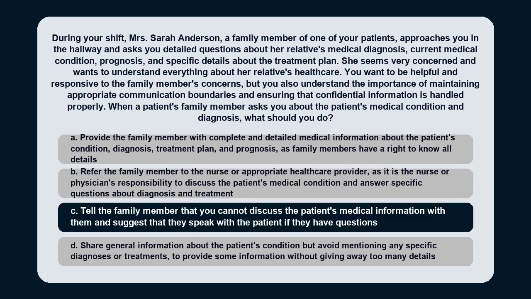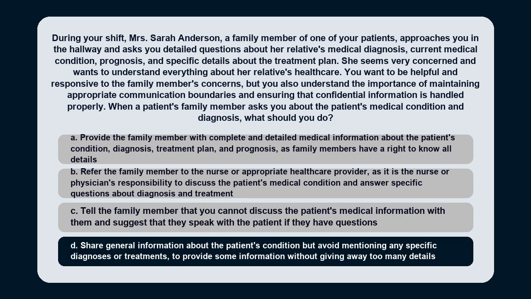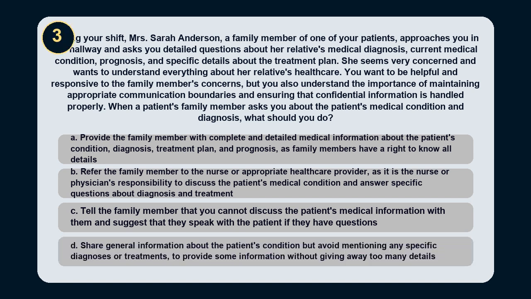Option C. Tell the family member that you cannot discuss the patient's medical information with them and suggest that they speak with the patient if they have questions. Option D. Share general information about the patient's condition, but avoid mentioning any specific diagnoses or treatments, to provide some information without giving away too many details.